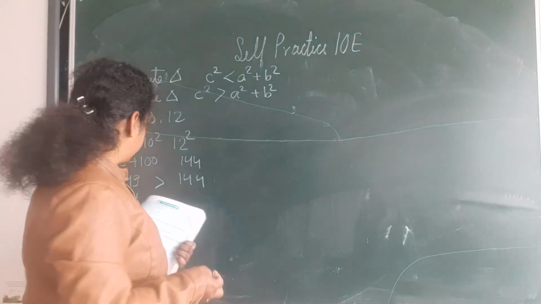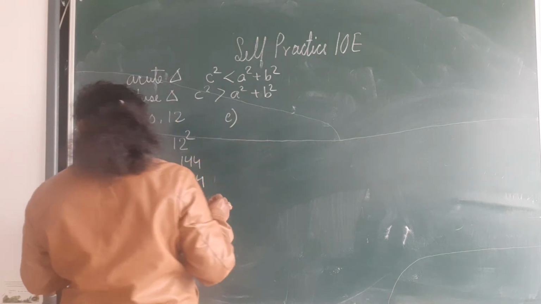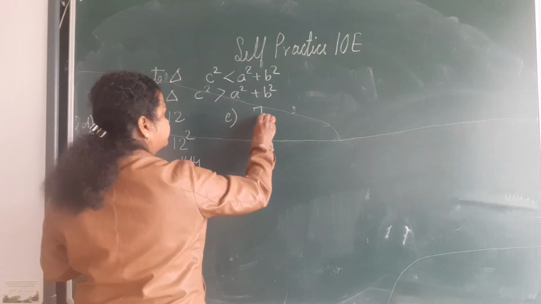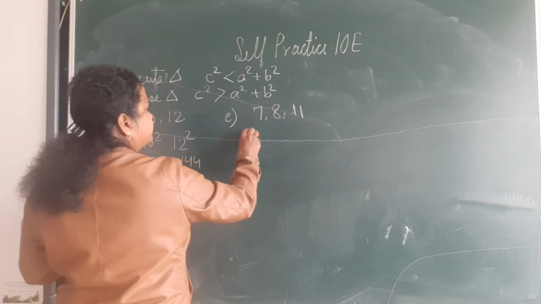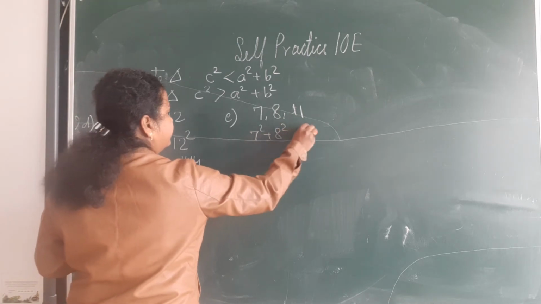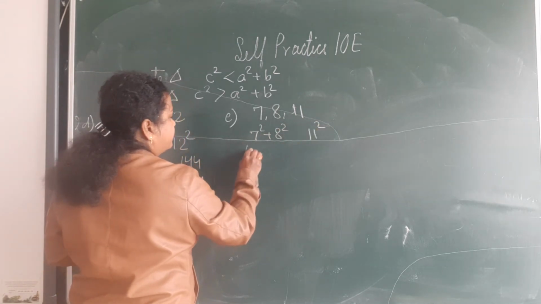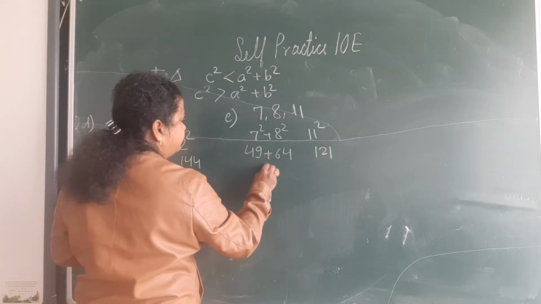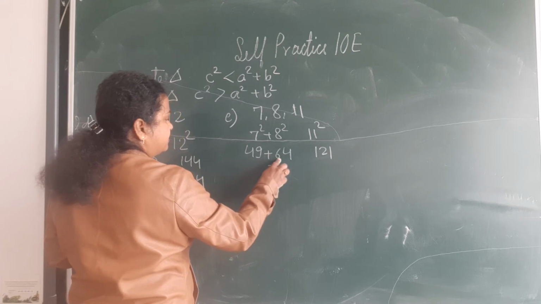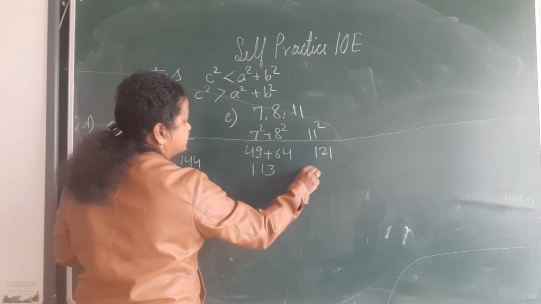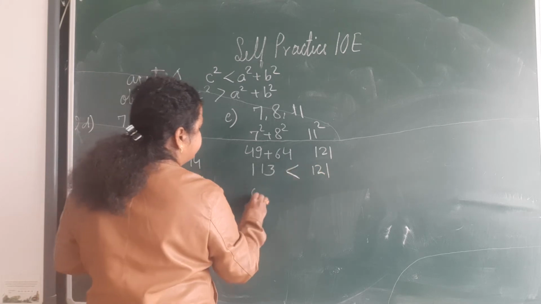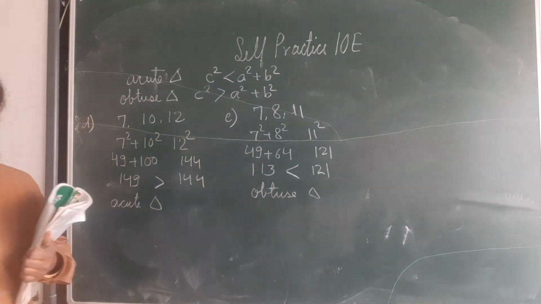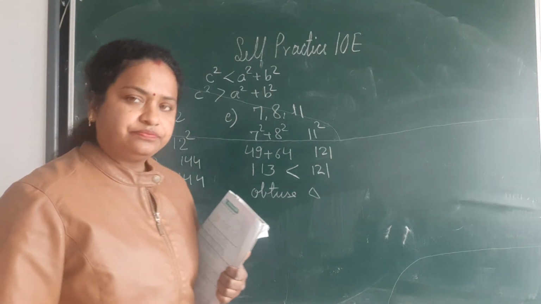Now see the E part. 7, 8, 11. 7 square plus 8 square, and 11 square. 49 plus 64 is 113, and this is 121. This one is greater, so it is an obtuse triangle, because 121 is greater here.